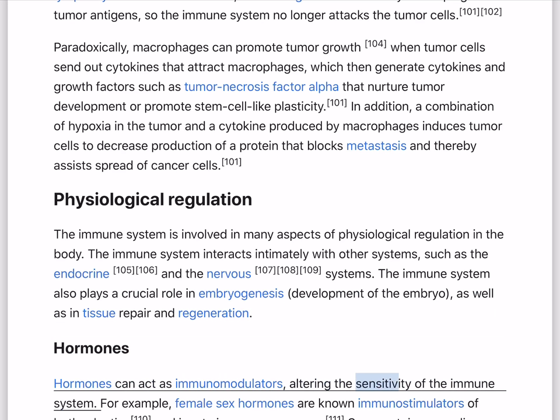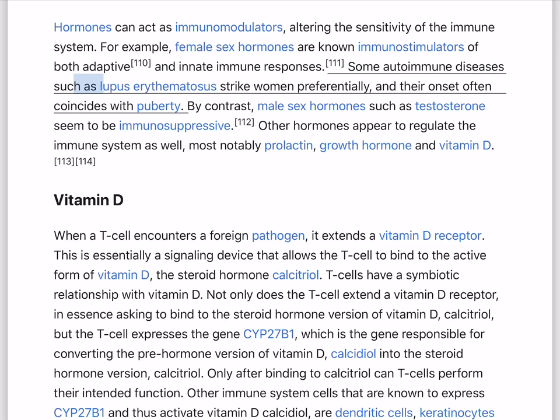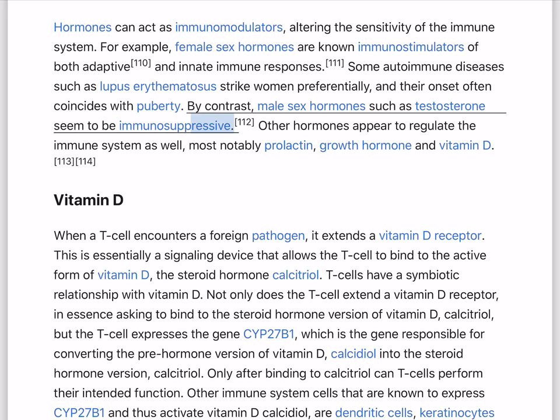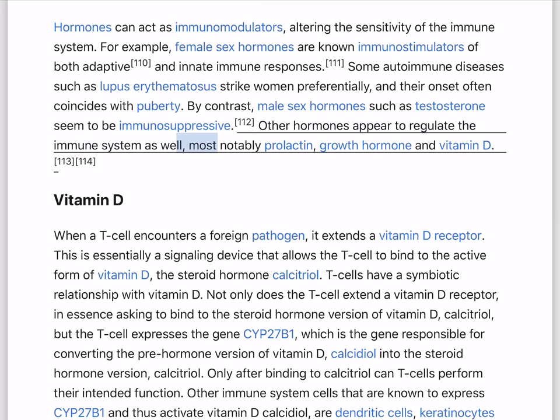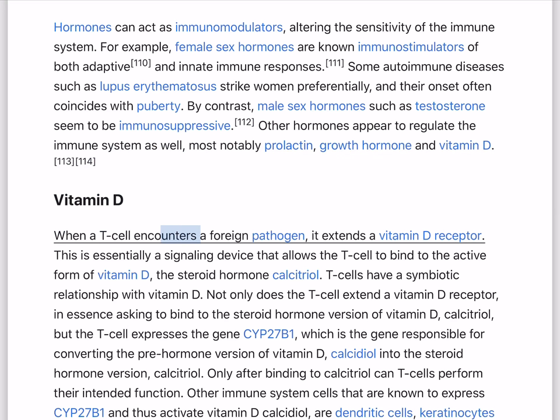For example, female sex hormones are known immunostimulators of both adaptive and innate immune responses. Some autoimmune diseases such as lupus erythematosus strike women preferentially, and their onset often coincides with puberty. By contrast, male sex hormones such as testosterone seem to be immunosuppressive. Other hormones appear to regulate the immune system as well, most notably prolactin, growth hormone, and vitamin D.